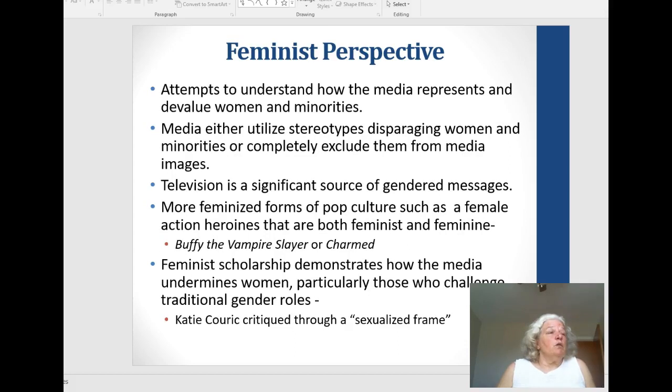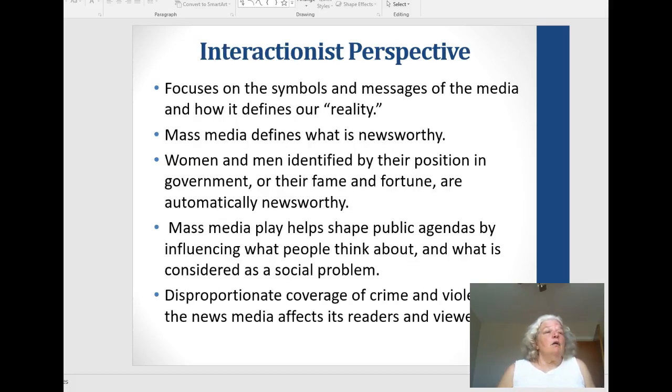We've looked generally at the feminist perspective when we looked at some of the stereotyping and the disparaging things that occurred toward minorities and women in media. And then we look at the focus, and we could go all the way back to a girl like me, as we look at the reality, how media defines what's newsworthy and who's important. It adds to ageism, it adds to racism, and how we define ourselves and how we see ourselves.